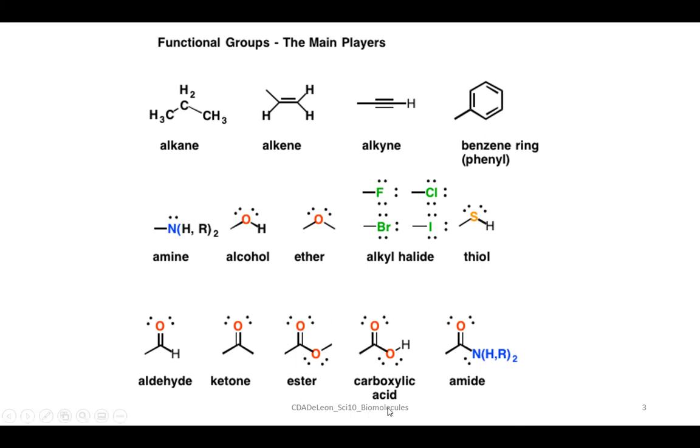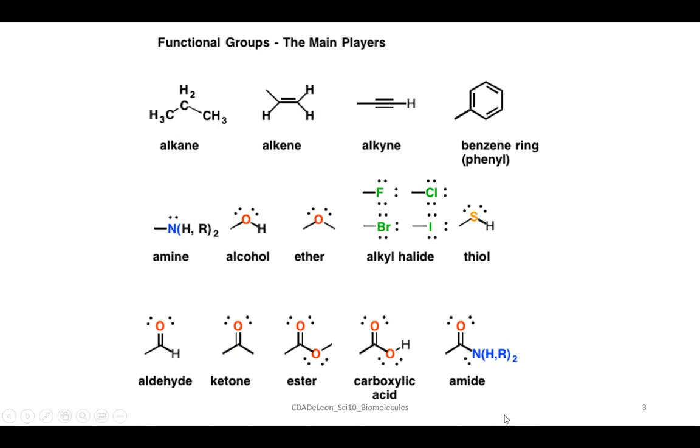Last two, we have the carboxylic acid, an organic acid that contains a carboxyl group, C=O, OH, attached to an R group. The general formula of a carboxylic acid is R-COOH, where R refers to the alkyl group.